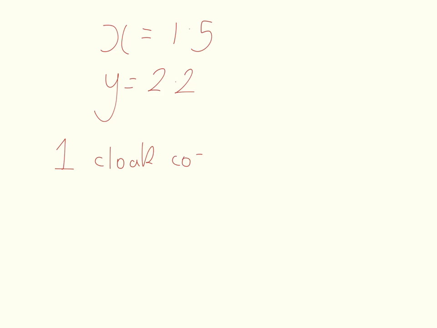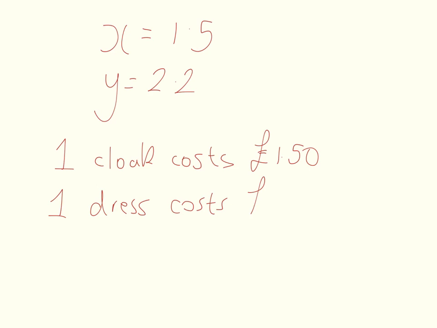So what we have found is that x equals 1.5, y equals 2.2. But we're talking about the cost of a cloak and of a dress. So one cloak costs not 1.5 but £1.50, and one dress costs not 2.2 but £2.20.